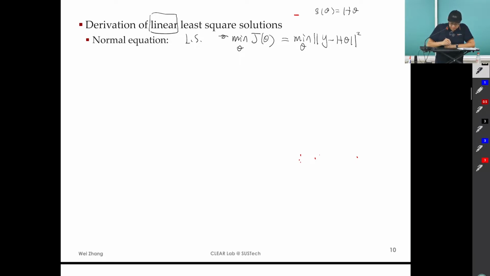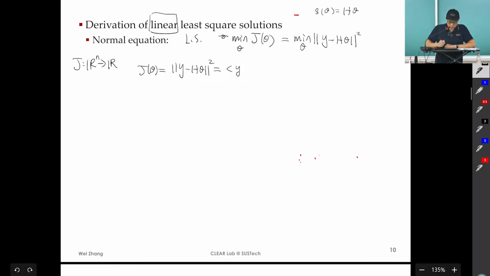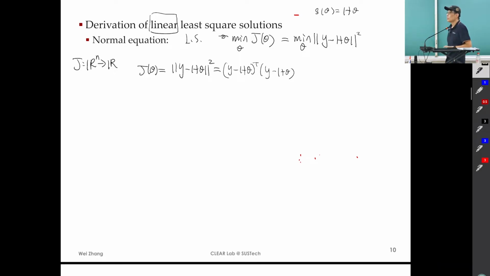And so J is from R^n to R, right? So let's write it out. J of theta equals the norm of y minus h theta, squared. A vector's norm squared is the inner product. So I will say (y minus A theta) transpose times (y minus A theta). I think everyone can follow this part. Of course, everyone can follow all the other steps as well.